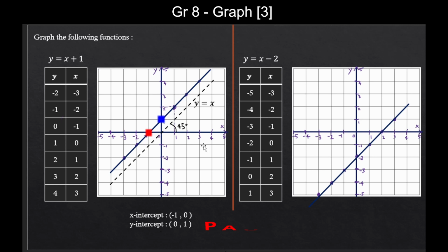Now, pause the video for a moment and try to determine by yourself the x and the y intercepts in the second graph.